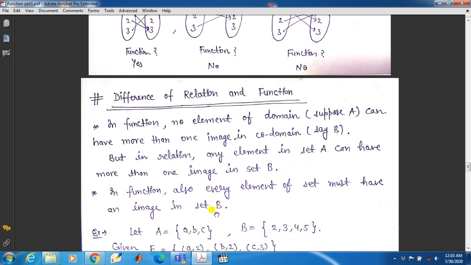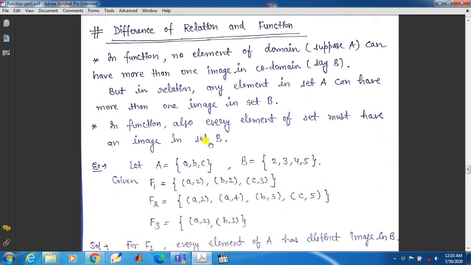So what is the difference between a relation and a function? The first one is, in a function, no element of the domain can have more than one image in the codomain, since this is a violation of the condition for a function. But in a relation, any element in the set A can have more than one image in set B. In a relation it is possible, but in the case of a function it is not possible. In a function again, every element of set A must have an image in set B. That means no element of the set A will be vacant.